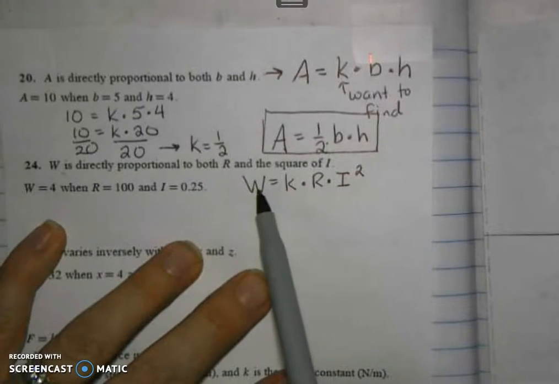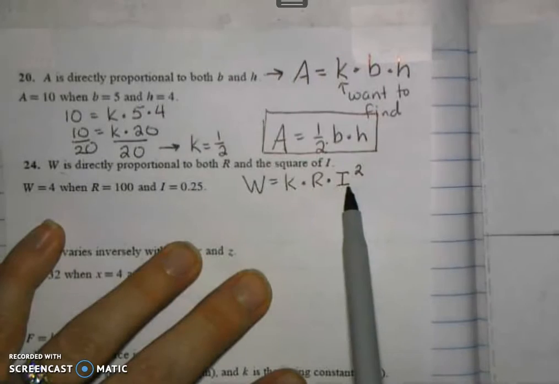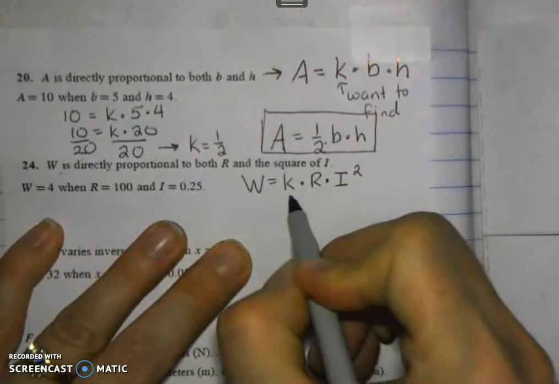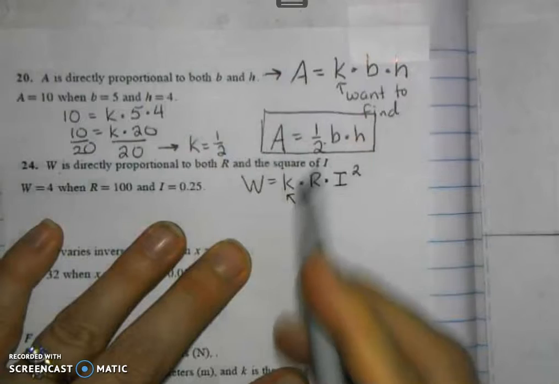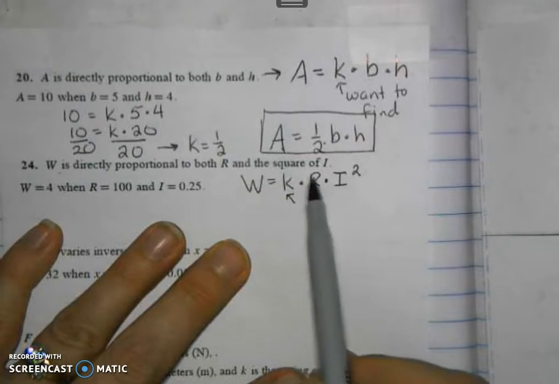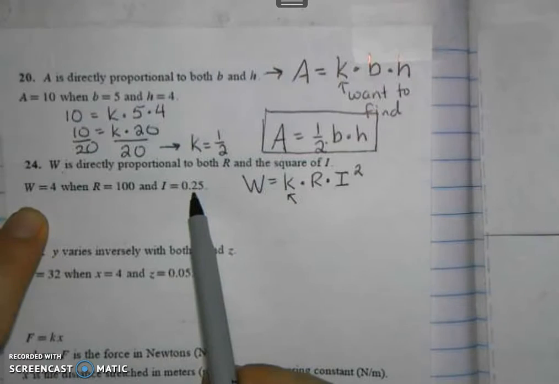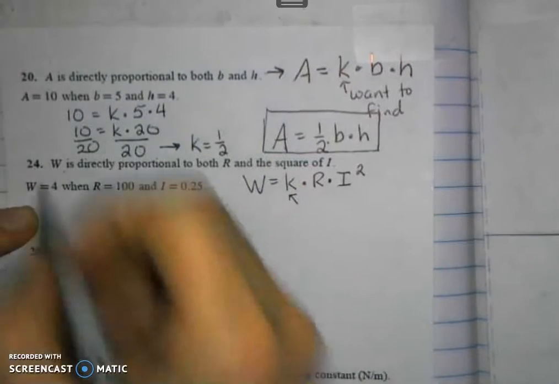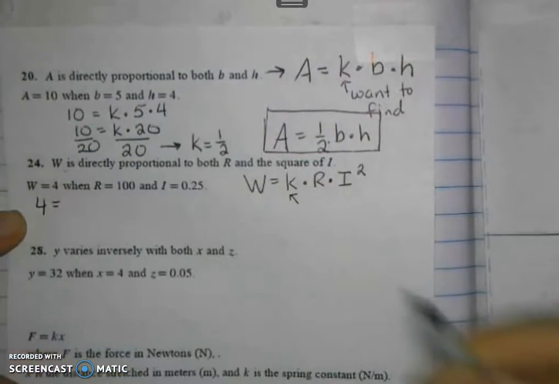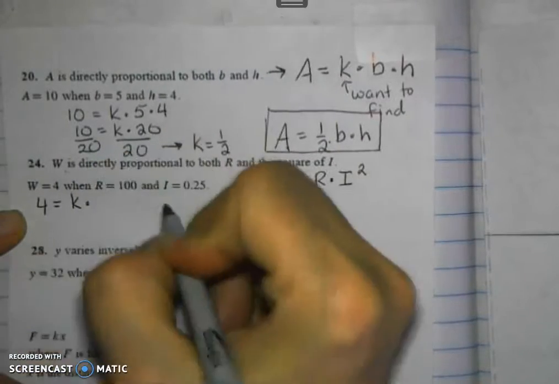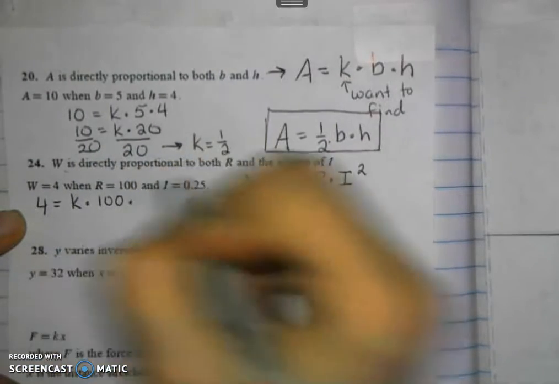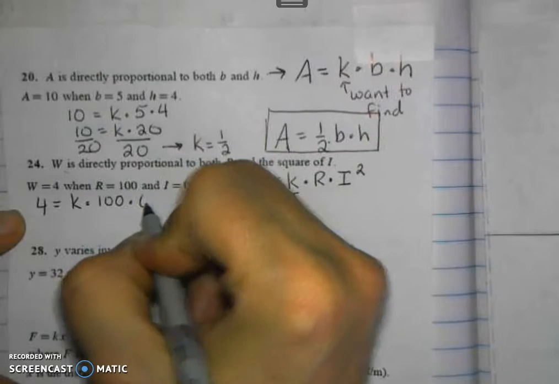So if you count, there's 1, 2, 3, 4 variables. This is the one we want to find. That means somebody better tell us a W and an R and an I, and lo and behold, they do. So we get 4 equals K times 100 times 0.25 squared.